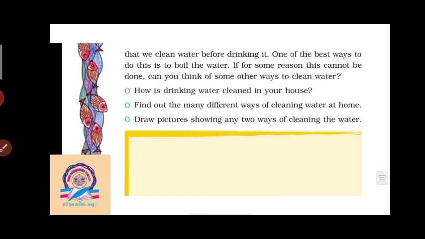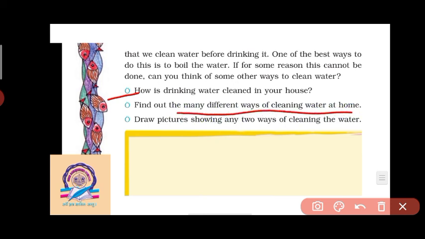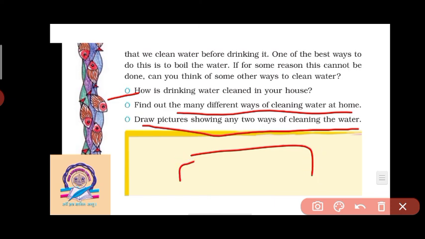What is next? How is drinking water cleaned at your home? Among all these processes and instruments we have discussed, one of them may be at your home. Which one is it? You have to find it. Find out many different ways of cleaning water at home. Draw pictures showing any two ways of cleaning the water. You can draw these pictures here in this space.